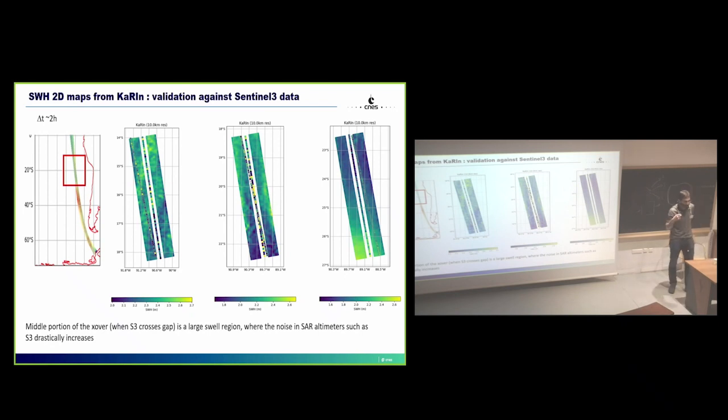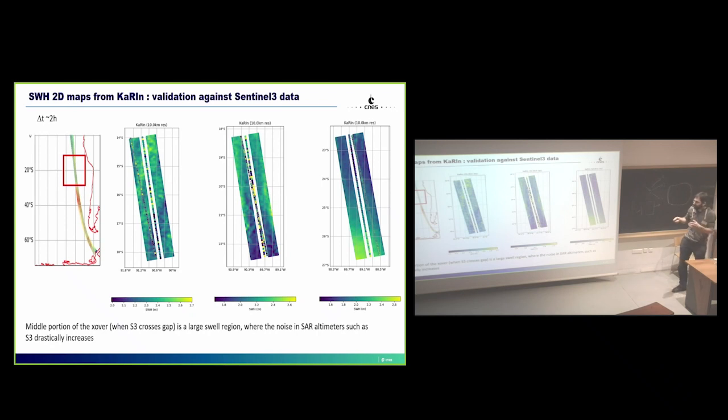This is external validation against nadir altimetry. This is the Sentinel-3 SAR satellite, the kind of nadir measurement that Fabrice was mentioning at the end. Here we've looked at one crossover between SWOT and Sentinel-3, where essentially the agreement is very good in the regions where Sentinel-3 is behaving well, as most of the time.